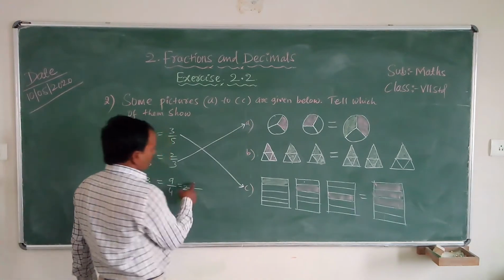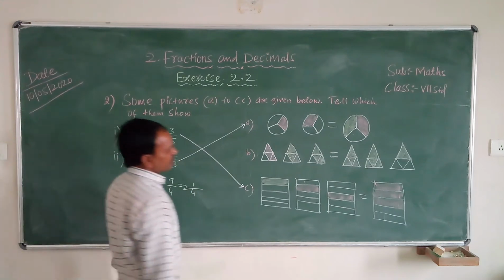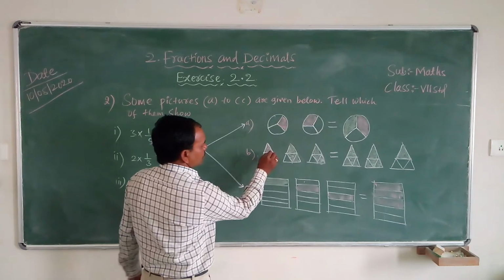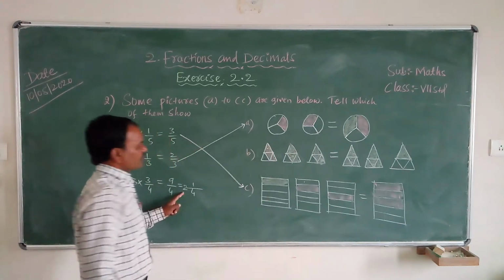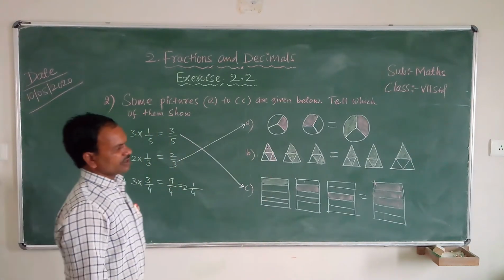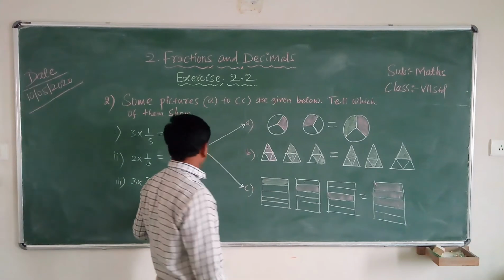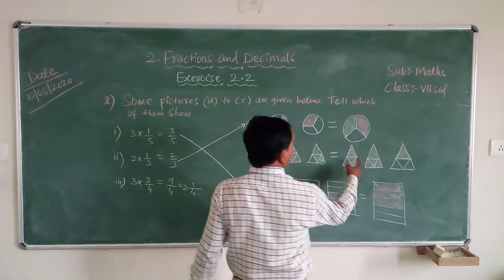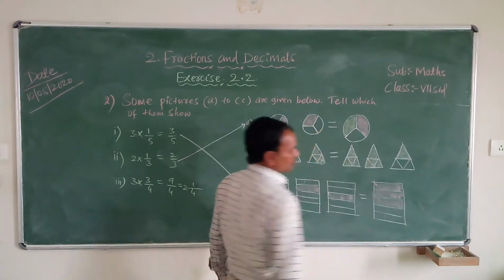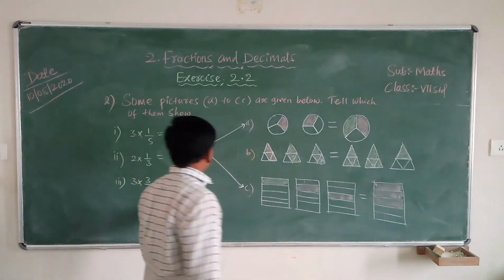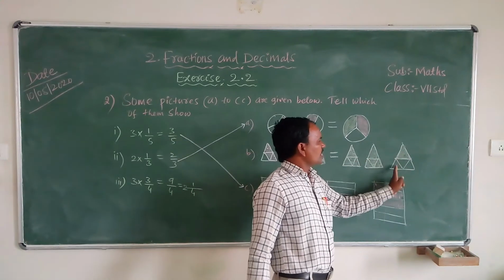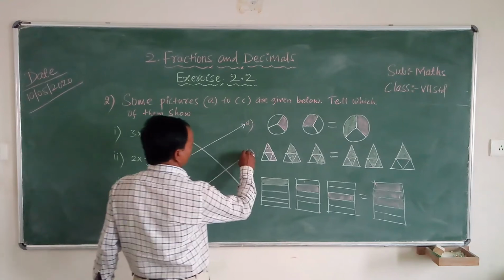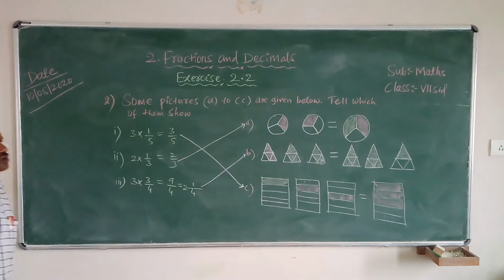So next, 2 whole 1 by 4. 1 by 4, 1, 2, 3, 4. 2 whole is there. What is there? 2 whole. 1 by 4 is there. Total colored wholes are there, and 1 colored part is there. 1, 2, 3, 4. So answer is B. So like this you have to do the matching.